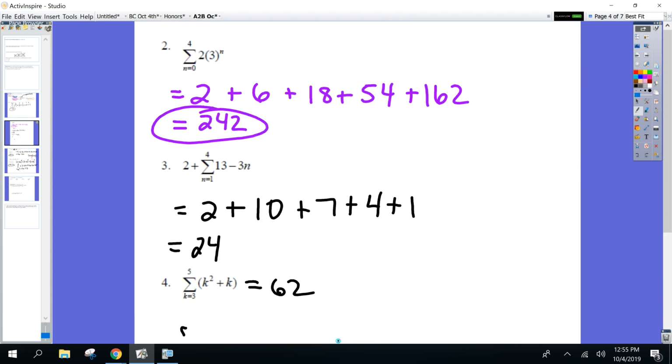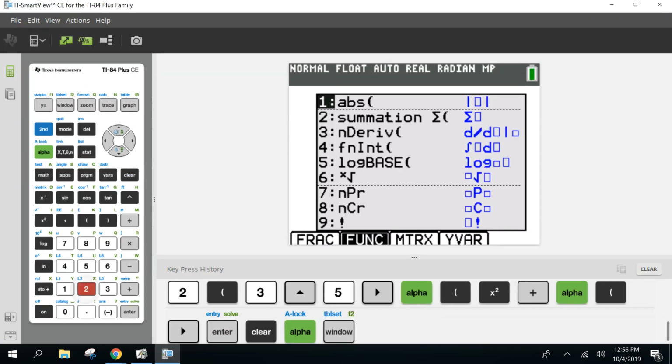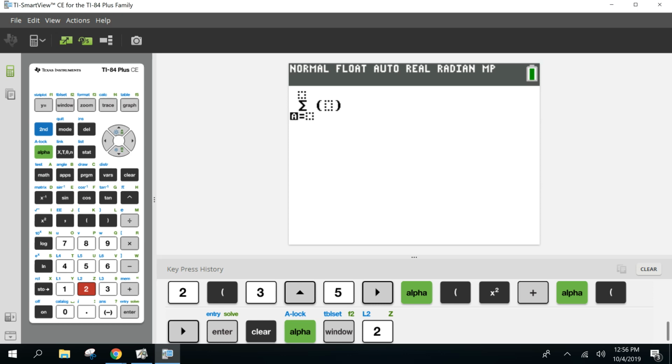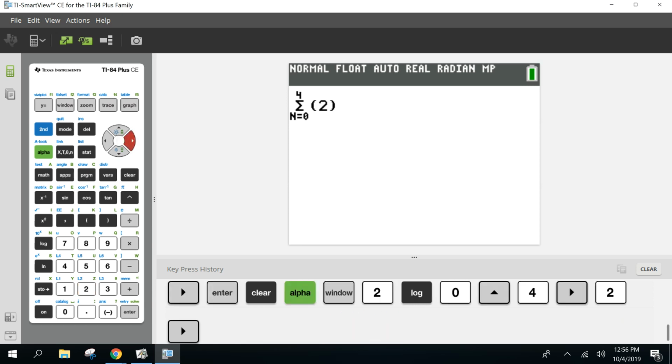Look at number 2 for me, please. Okay? Don't do it on your calculator. I want you to help me on mine. Ready? Alpha window, summation. What was the variable? N, right? All right, what's it equal to? 0, all right, and it went to what? 4, and then what was it? 2 times what? 3 to the, and what was our final answer for that one?